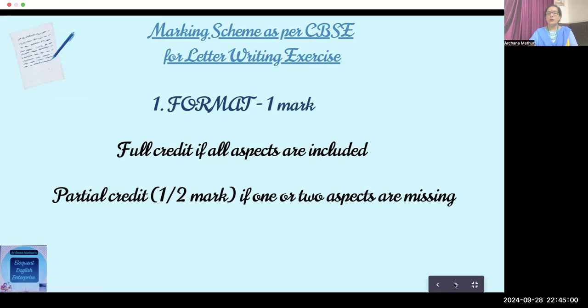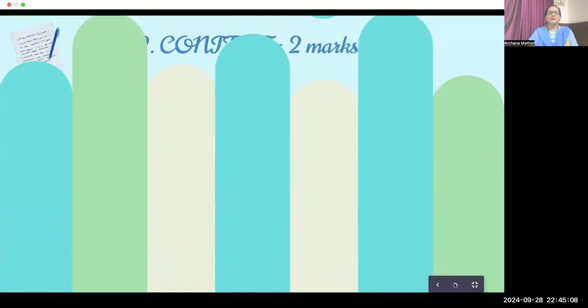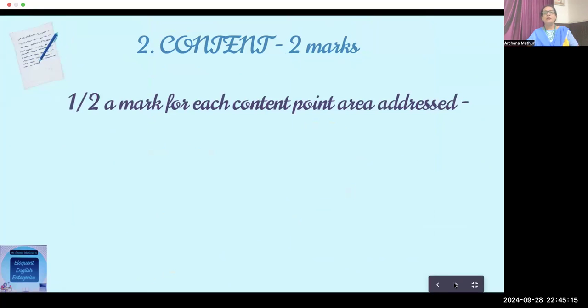But if more than 2 aspects are missing, then you get no marks for that. So format turns out to be a duck for you. All right. Then we come to the main content, which carries 2 marks. And how is this judged? Let's see. Half a mark is given for each content area point which has been addressed.